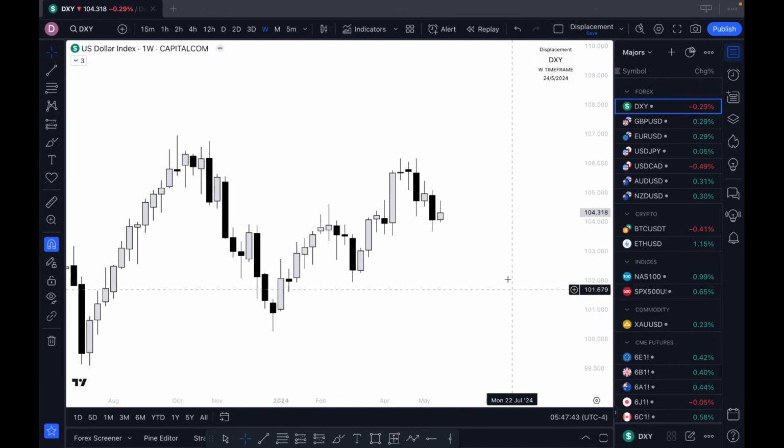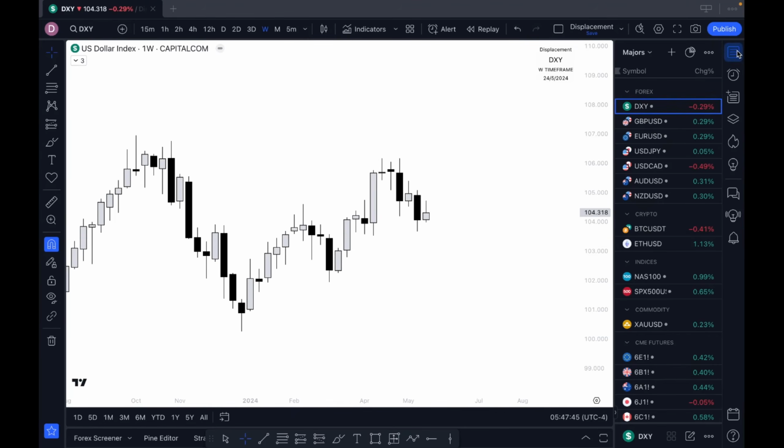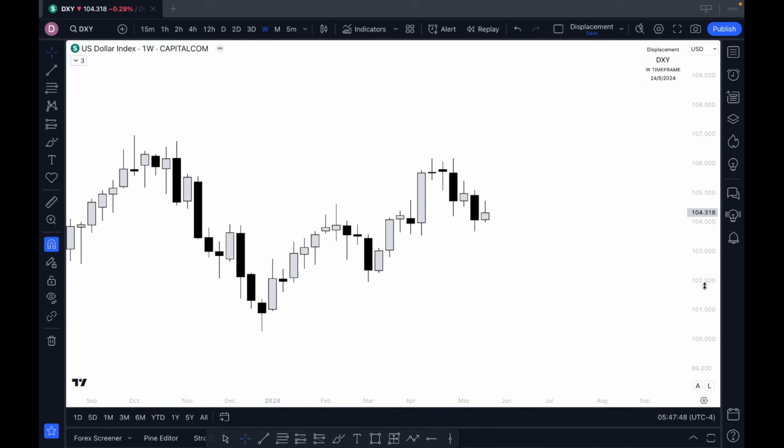Are doing good. Let's start today's weekly outlook. Let's start with the DXY from the weekly time frame.